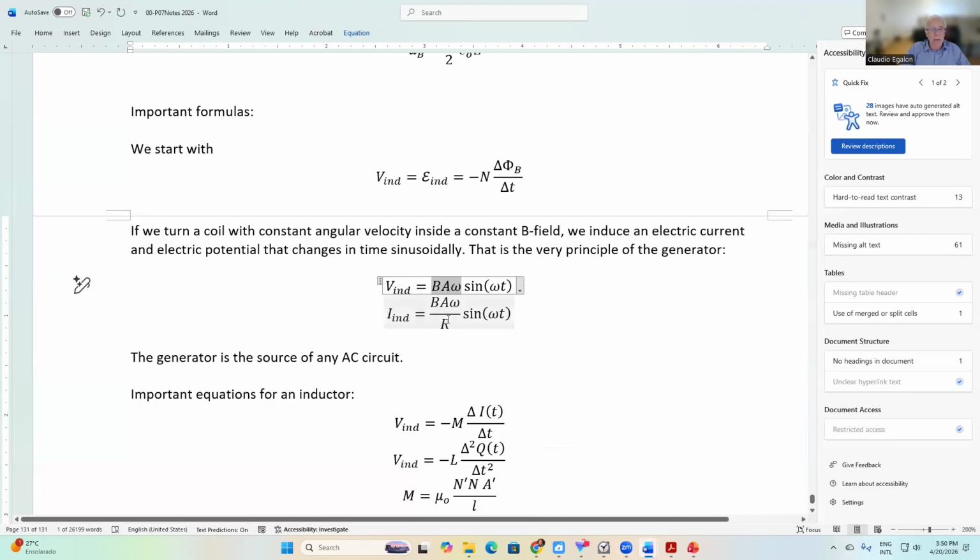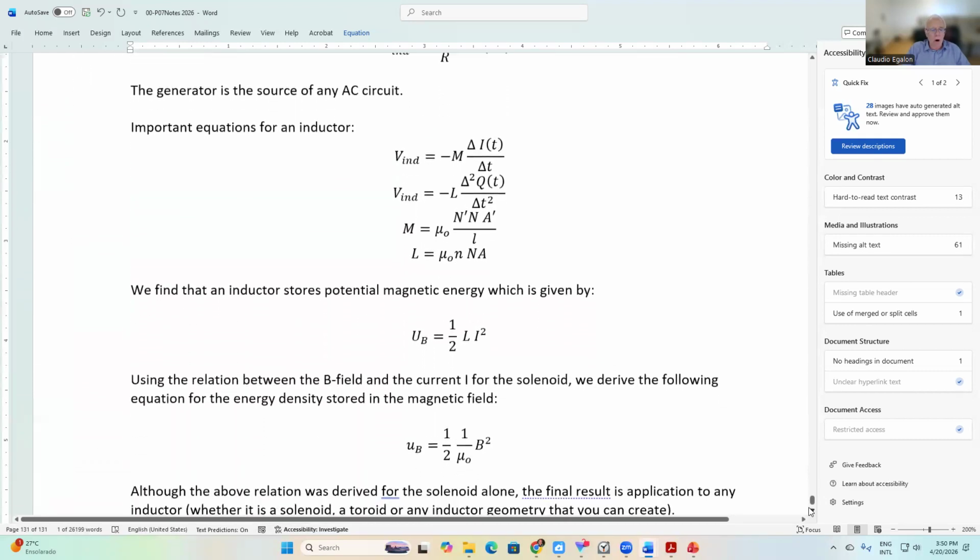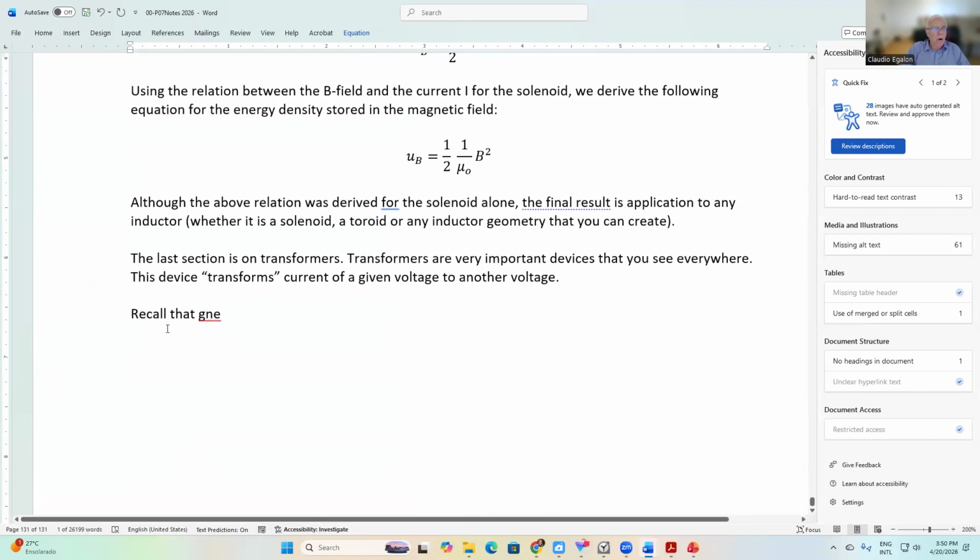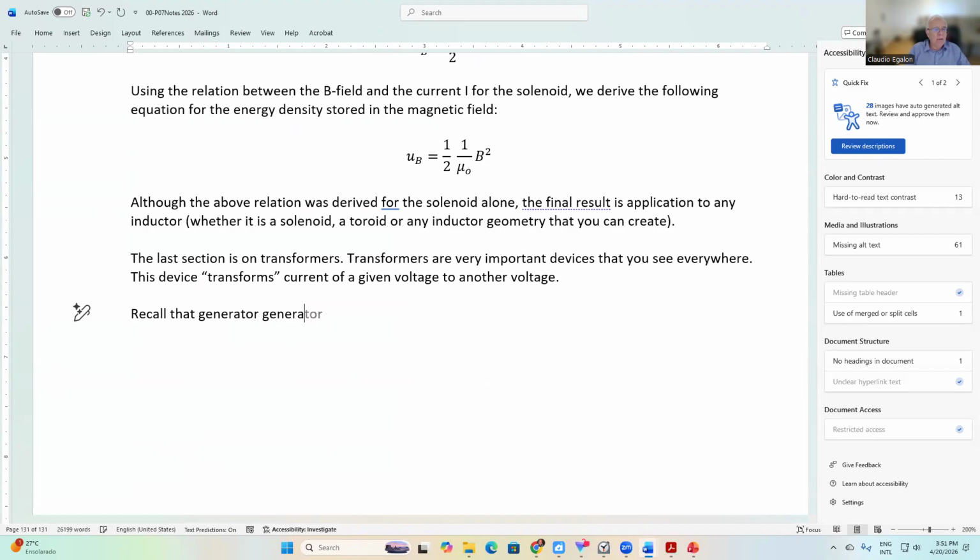So what a transformer does, it changes this value right in here from one circuit to another. That's what a transformer does. It changes this peak value to another peak value. It can be either larger or smaller amplitude. Recall that a generator generates the following voltage. I'm going to plot here for you using Excel.